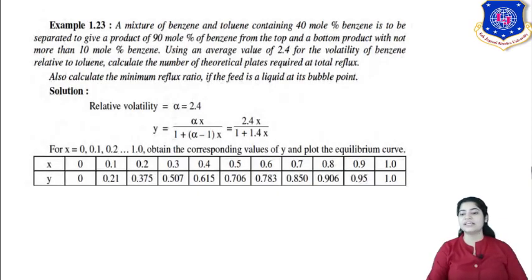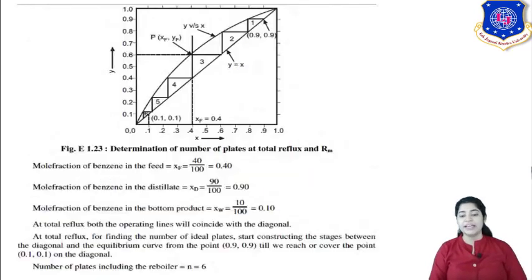Now see, it is given that total reflux is there. It means, remember now, about total reflux ratio, the enriching section and stripping section lines both merge with the diagonal. Hence, you are not plotting the operating lines of the enriching section and stripping section. At total reflux, both operating lines will coincide with the diagonal.